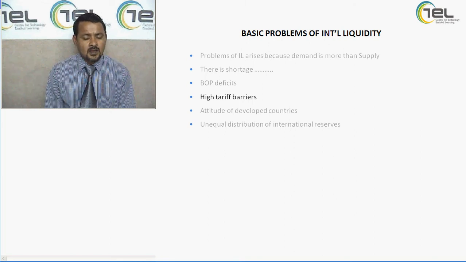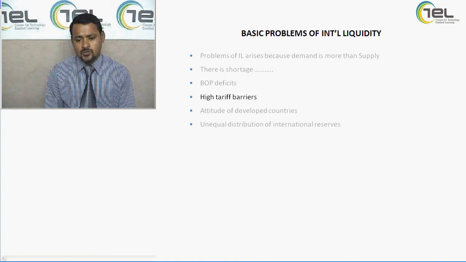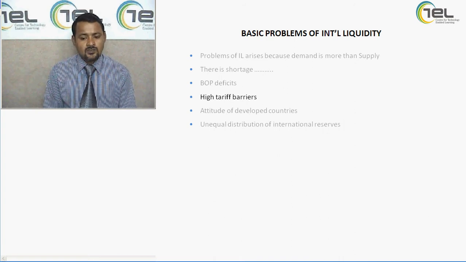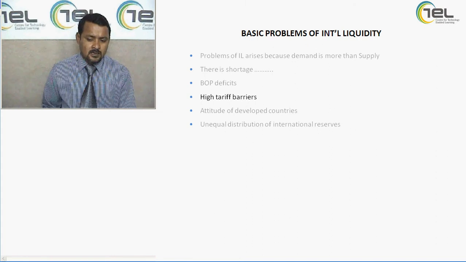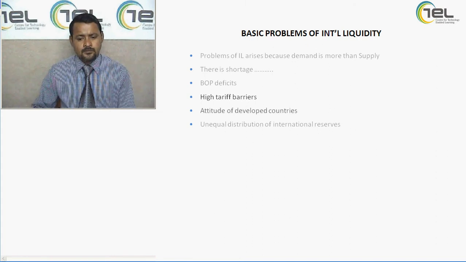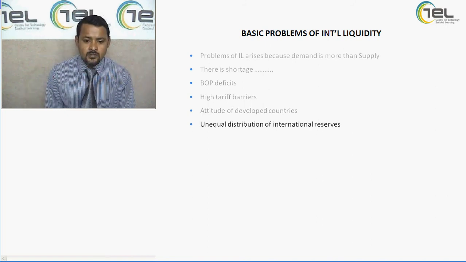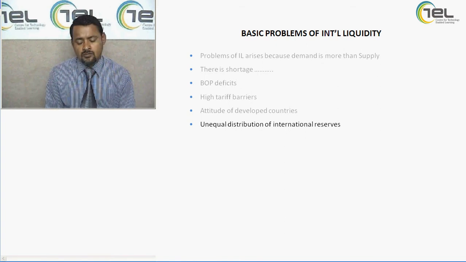Developed countries have a lot of attitude. They don't want to help the developing countries and LDCs to reduce the BOP deficits. They're not opening up their economies to cheaper exports from developing countries. Apart from that, for the last few years, the total amount of international reserve has come to a skewed distribution because of unequal distribution of wealth and unequal endowment of factor proportions between developed and underdeveloped countries.